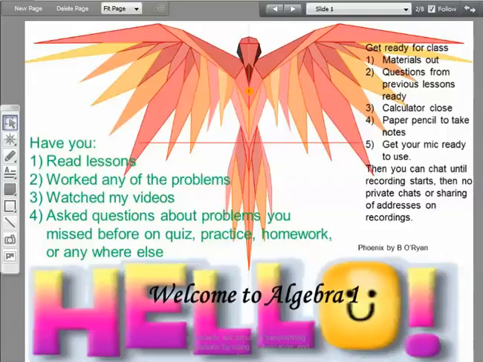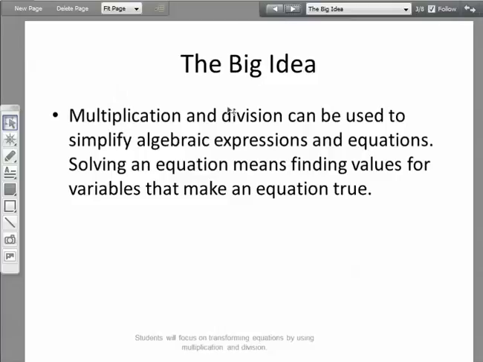We're in Unit 4, and this lesson is going to be over multiplying and keeping things balanced. Multiplication and division can be used to simplify algebraic expressions and equations. Solving an equation means finding the values that make the variable into a true equation and keeps that equation true. So you're going to be looking at what value I have to give you for x that makes the equation true?